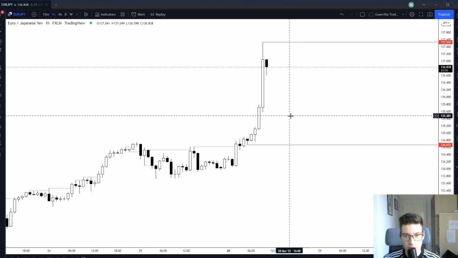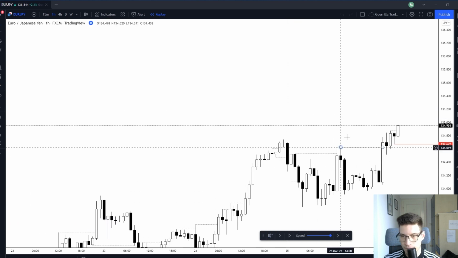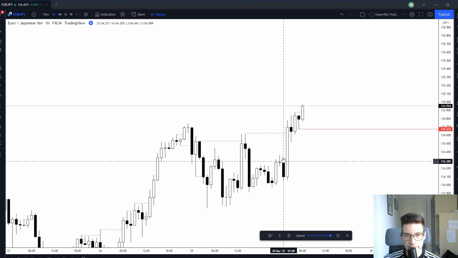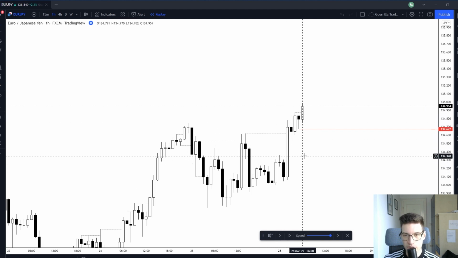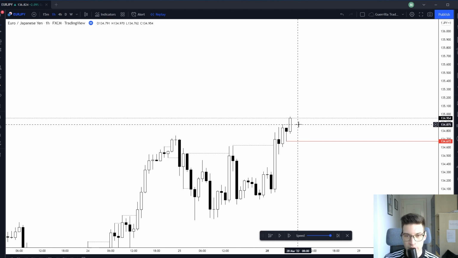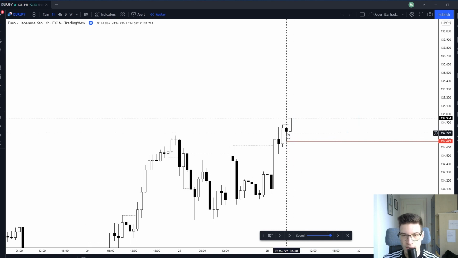So here is the euro and the Japanese yen, and there was also an opportunity to enter. Right here, the market opened, and then we pushed to the upside, broke the high, retraced, and then we broke the high again and got a clean close. But for me, this was not enough to look for a long trade, so there was an opportunity to enter right here on this inside bar.